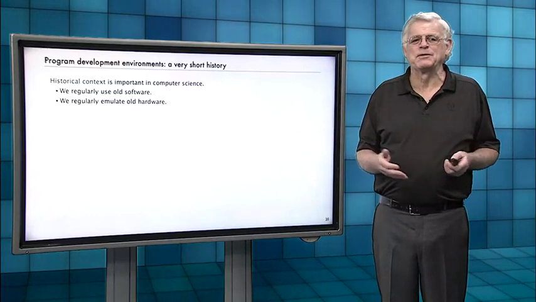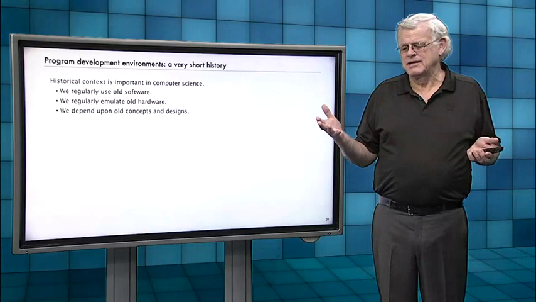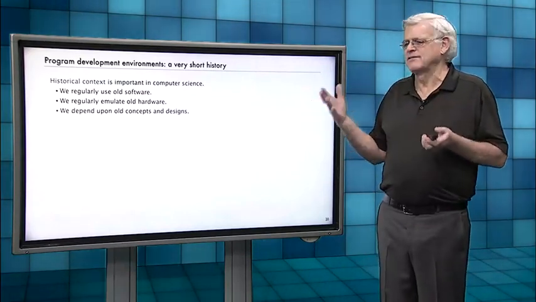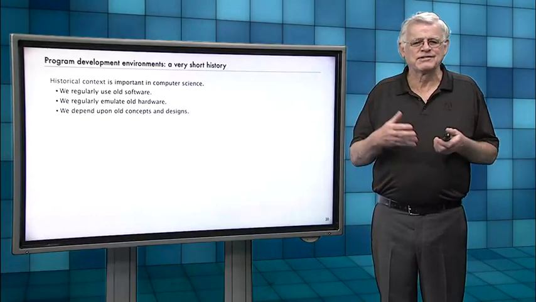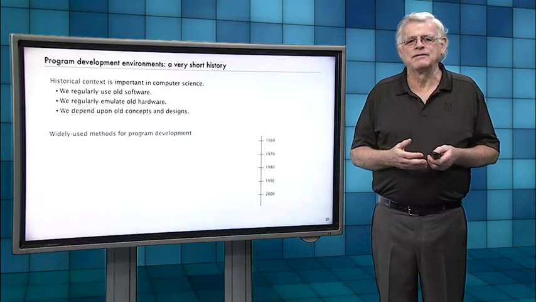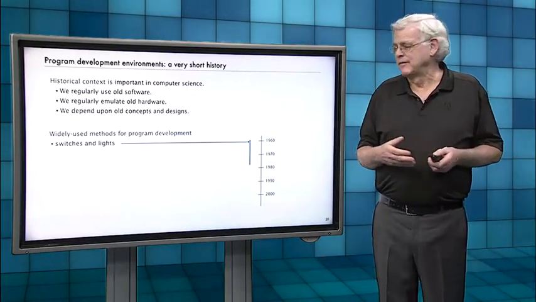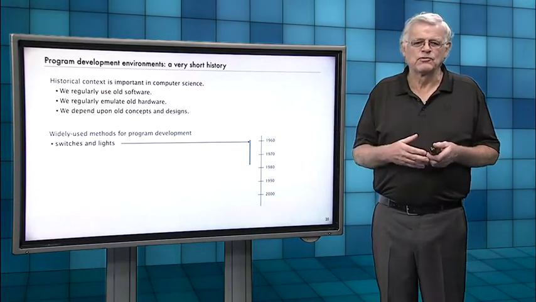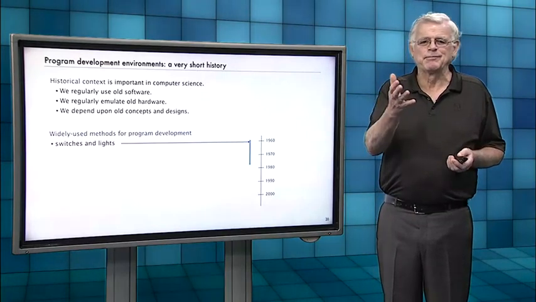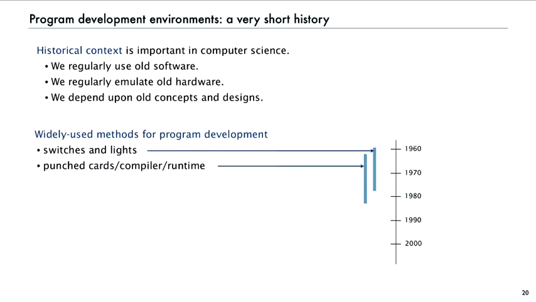So we have to know about the old hardware and the old software. There, a lot of the concepts and the designs that were developed 5 or 6 decades ago are really good, and we depend on them all the time. So that's true for program development. In the beginning, the first computers, people developed programs just using switches and lights on the front panel of the computer. We'll talk about that in the second part of this course.